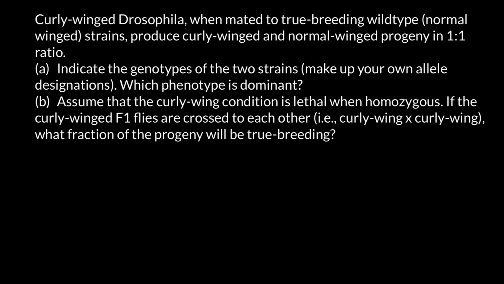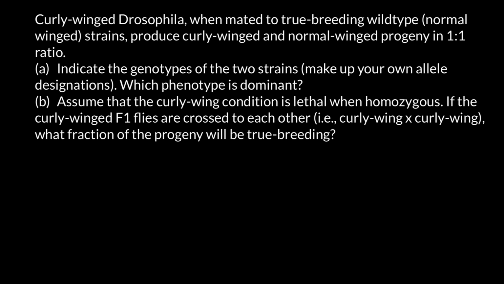Today's problem is curly-winged Drosophila. When made with true breeding, wild-type normal-winged strains produce curly-winged and normal-winged progeny in a 1:1 ratio. Question A: indicate the genotypes of the two strains, make up your own allele designations, and say which phenotype is dominant.